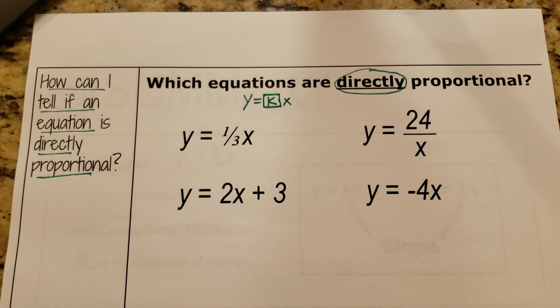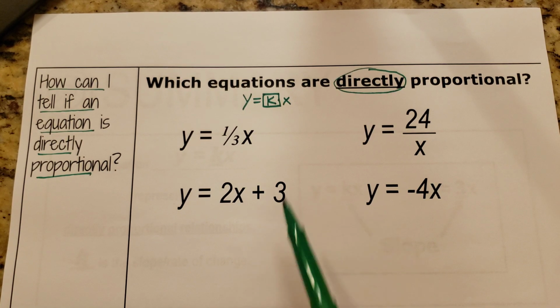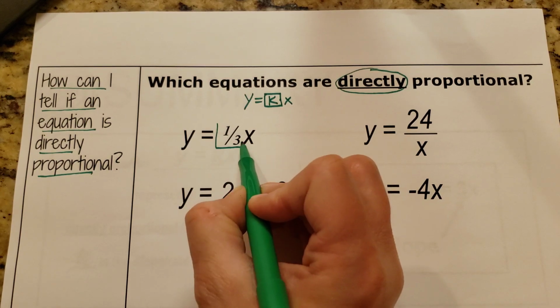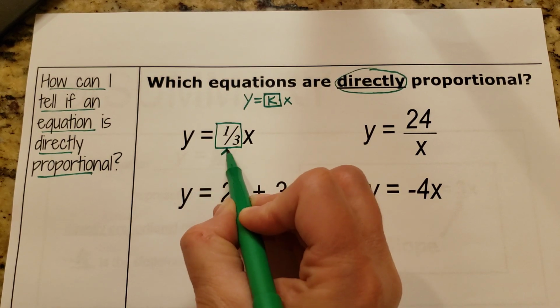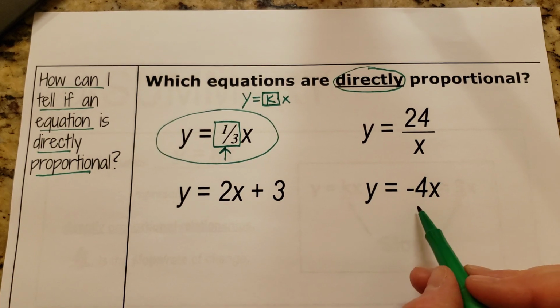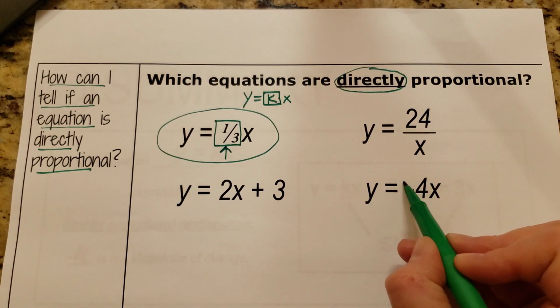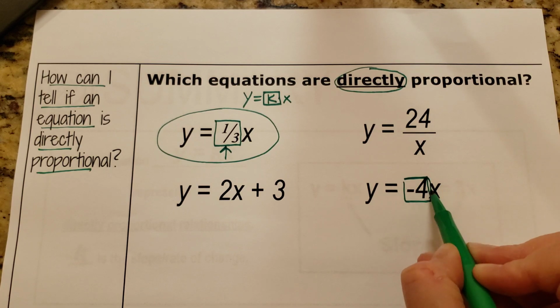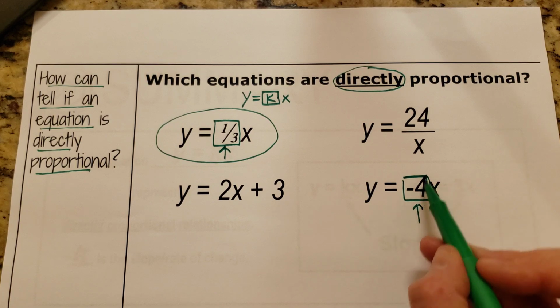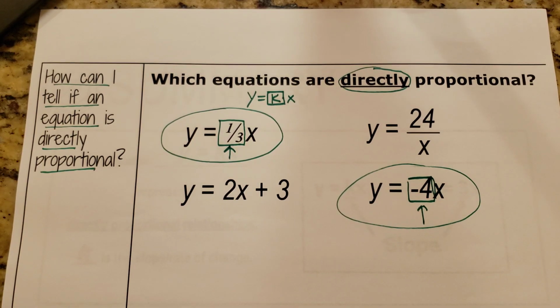So let's take a look at these 4 equations. Which ones are written in that form? Well, if you take a look, this first one is, do you see how it says y equals 1/3 times x? The 1/3 would be the slope. So this is absolutely correct. Take a look down here. Do you see this is y equals -4 times x? Right here, -4 would be the slope. It would be a negative slope. That one's also written in the form.